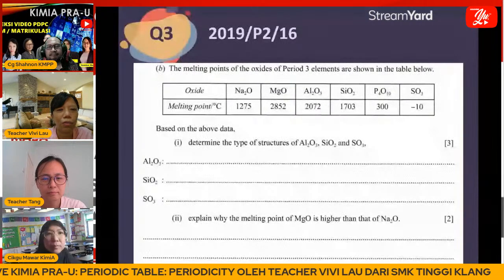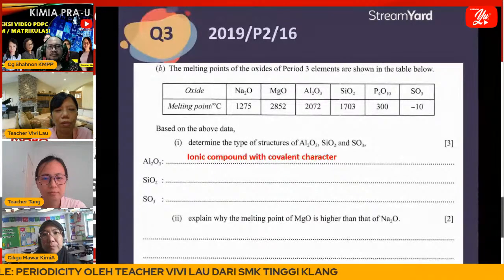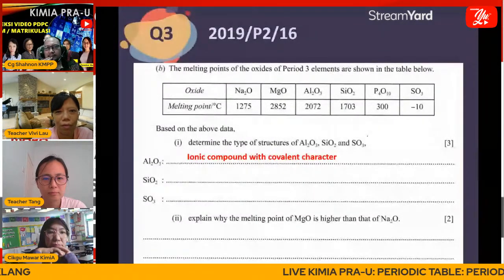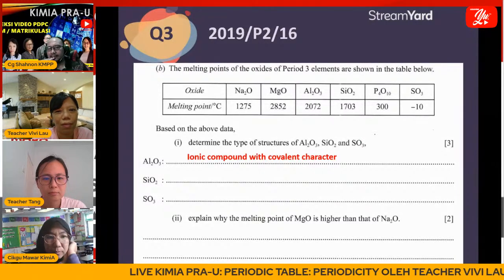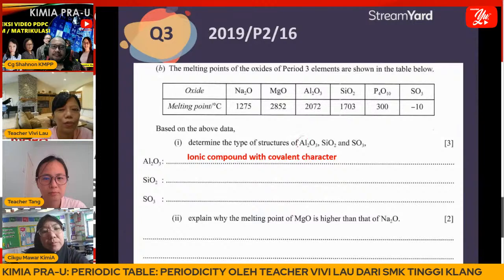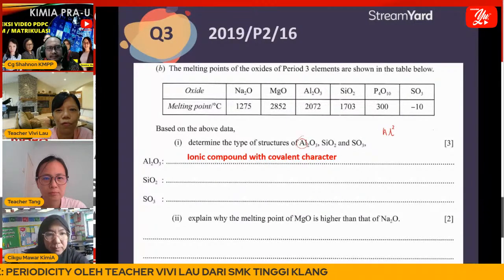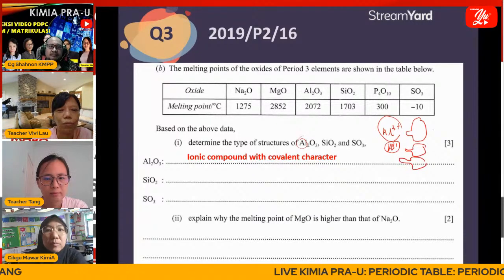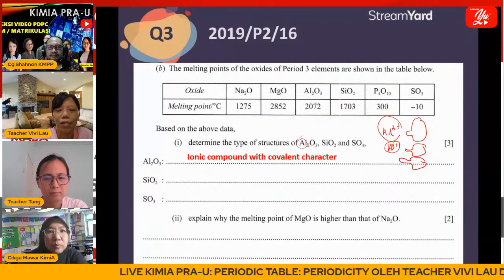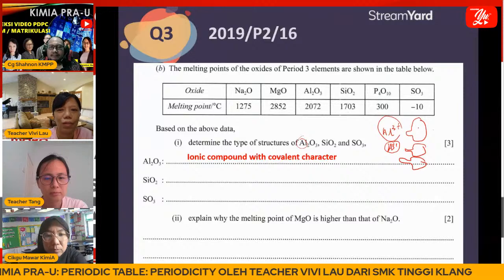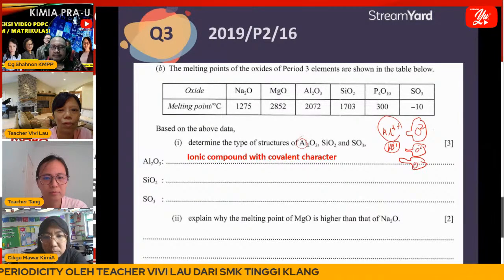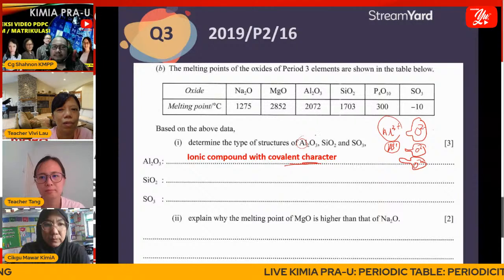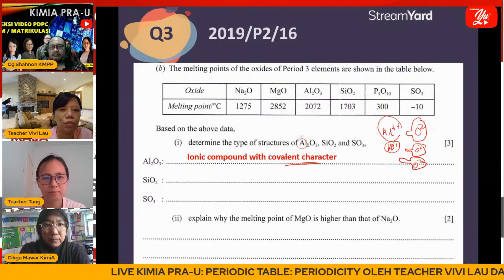Okay, so aluminum oxide is an ionic compound with covalent character. This one you have learned in Sem 1. The aluminum oxide, due to the high charge density of aluminum, has a covalent character in the oxide structure. Although it's an ionic bond, it has a covalent character because the high charge density of aluminum will attract the electron cloud of the oxide ion. So they share electrons here, hence it has covalent character, so it will make the melting point higher compared to magnesium and sodium.